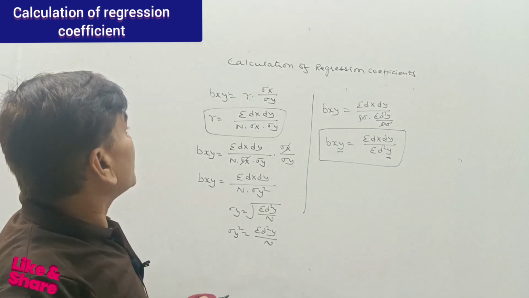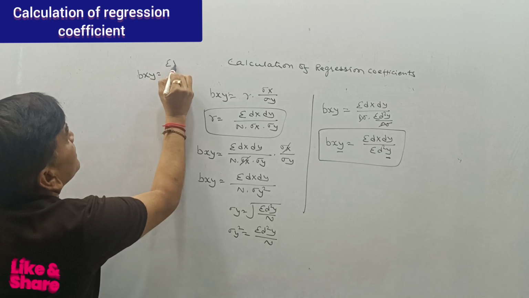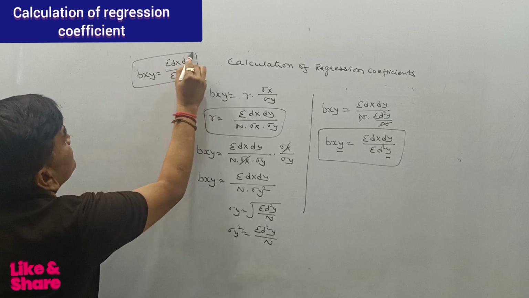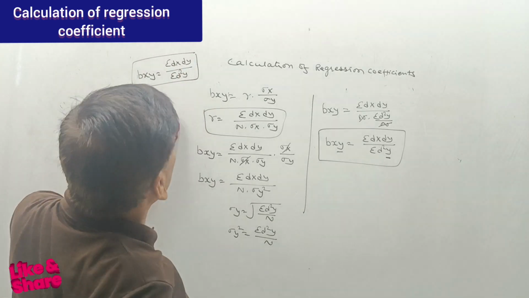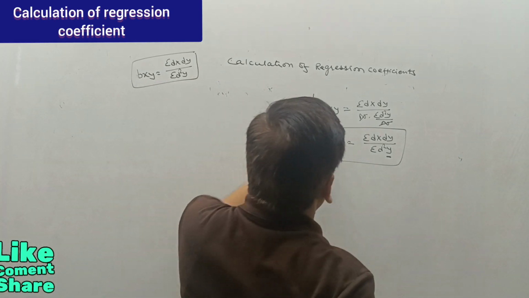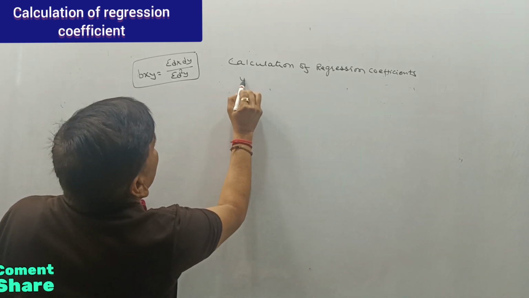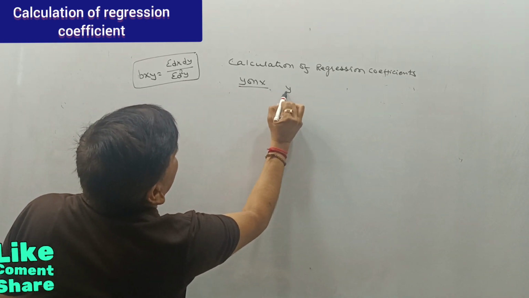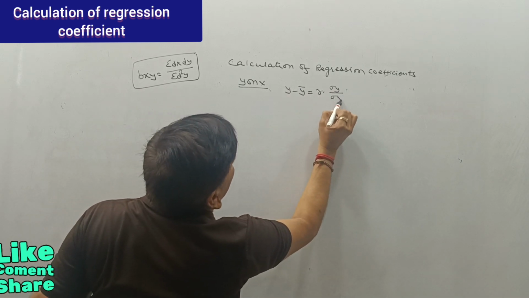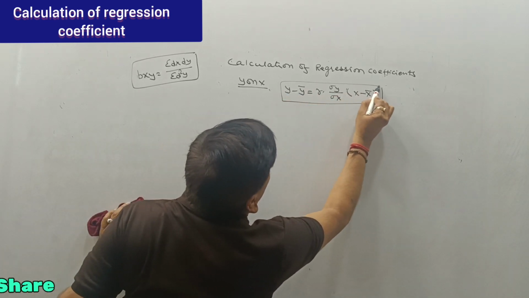Similarly, we will calculate bxy, that is sigma dx dy upon sigma d square y. Now we are calculating byx. Step by step you will go through, and you will easily get the answer. The y on x equation is y minus y bar, or standardization of y, upon standardization of x, times x minus x bar, as we know. That is the y on x equation.